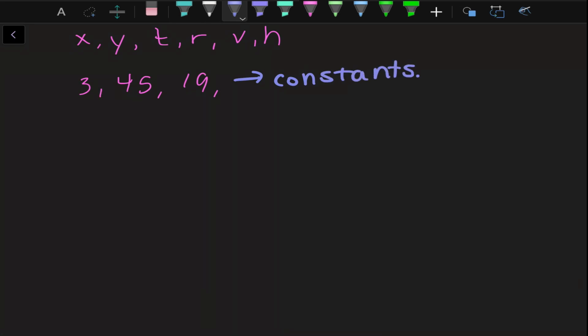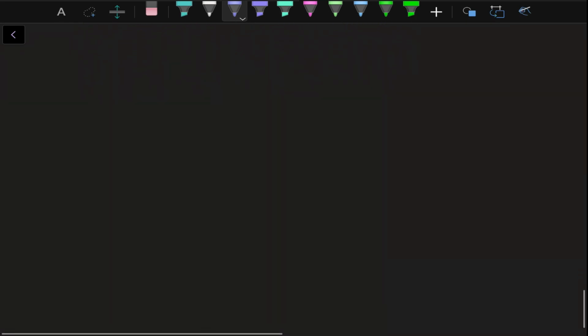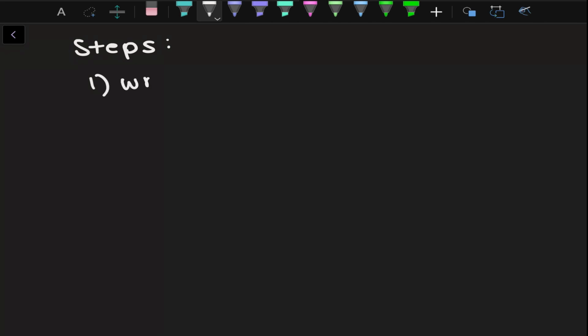And they can only be that number. We're not going to be changing that. Okay, so some steps to dealing with variables. One, we want to write the equation out. We want to be able to see the equation.